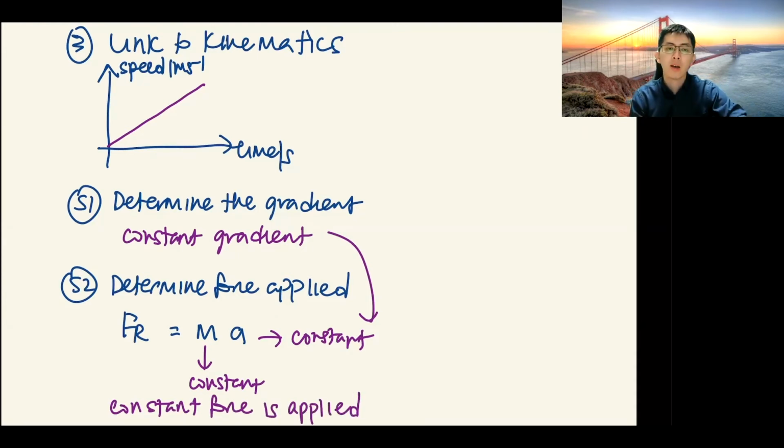So how do I determine the acceleration? I take a look at the speed-time graph. If it's a constant gradient, that means a constant force is being applied. This is not all for column number 3. There's another part to it. So this is the forces linked to kinematics.